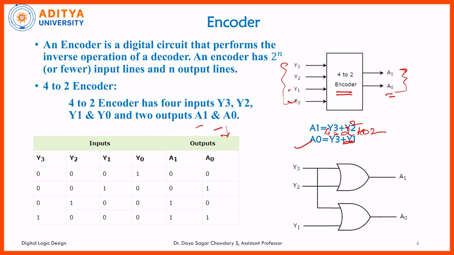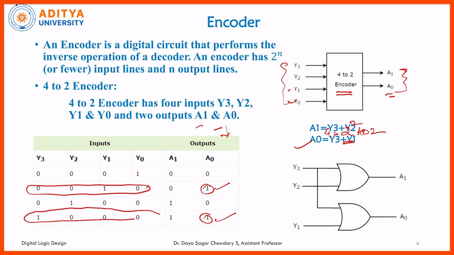If we consider A0, here 1 is there, here 1 is there. That means we have to concentrate on these two outputs, and on the corresponding inputs. So we can easily identify these inputs. We can consider this one as Y0, Y1, Y2, Y3. So A0 is equal to 1 whenever Y1 plus Y3. So this is the equation for A0.